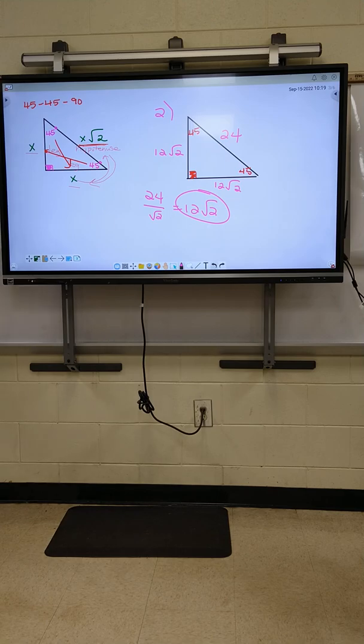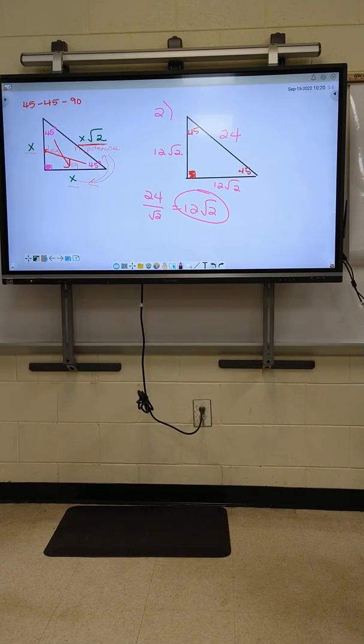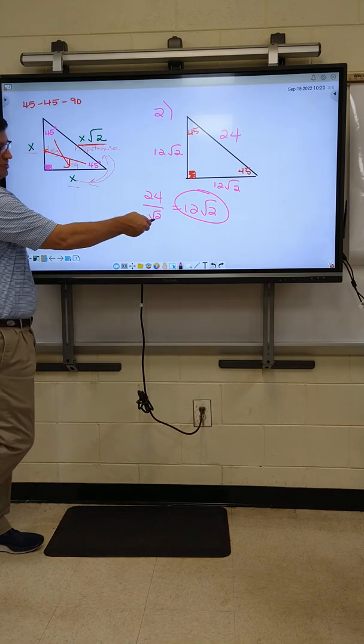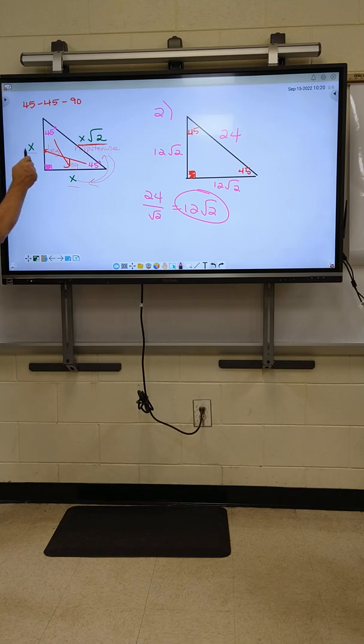We're gonna get the hang of it, guys. So it means 12 root 2. Whatever you get when you divide it by root 2 in your calculator, that's the answer. It goes on both sides, because both of these sides will be equal. Now again, guys, when y'all take the SAT, they're not gonna give you this formula, you gotta know.